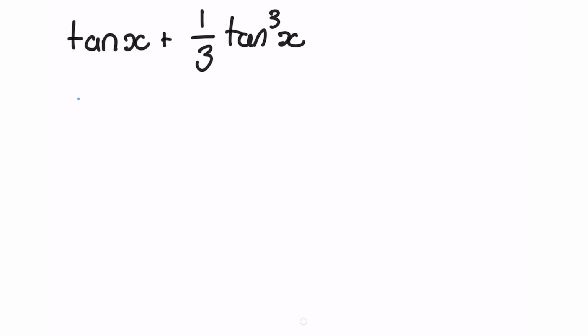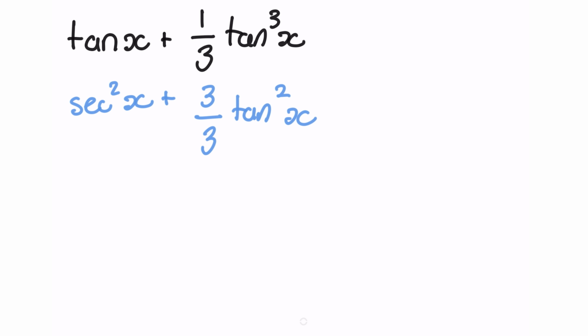Moving on to some harder derivatives now. So as we've already discussed, tan x is just going to become sec squared x. Now, because this is cubed, we're going to solve it like a chain rule. So we'll bring the 3 down the front. So it becomes 3 tan squared x. But then that's going to be times by the derivative of tan x, which is sec squared x.